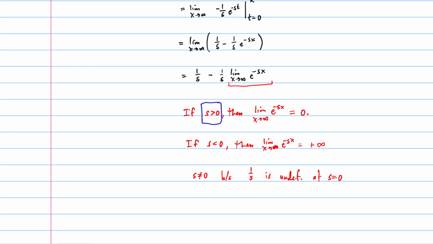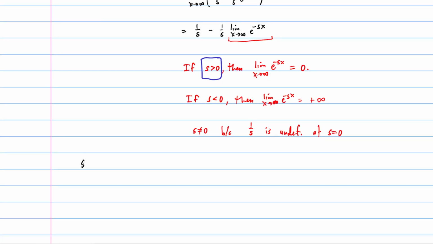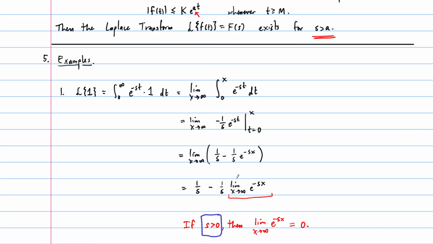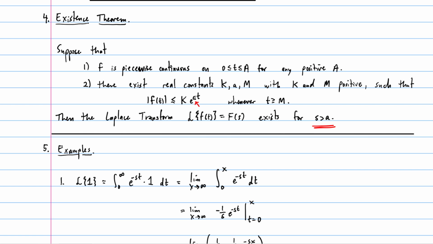And so after all this analysis, what we find is that the Laplace transform of a constant 1 is equal to 1 over s for s greater than 0. So the domain of our transform function is s greater than 0, and that tells us that back in our theorem, the a would be 0. The a would be 0.